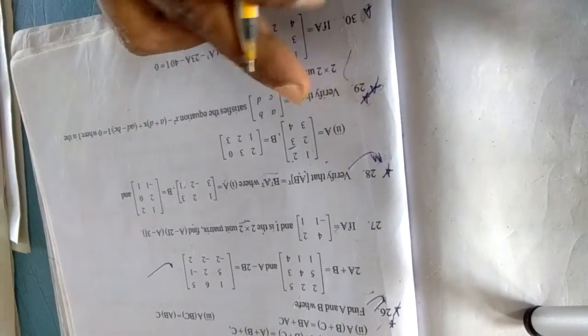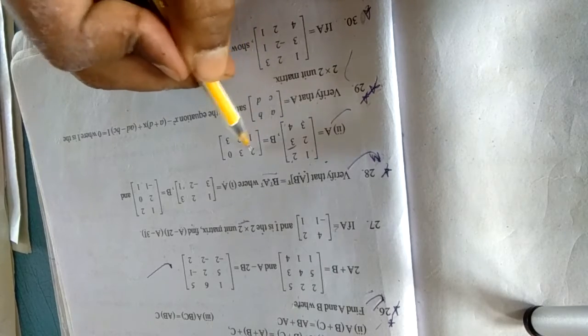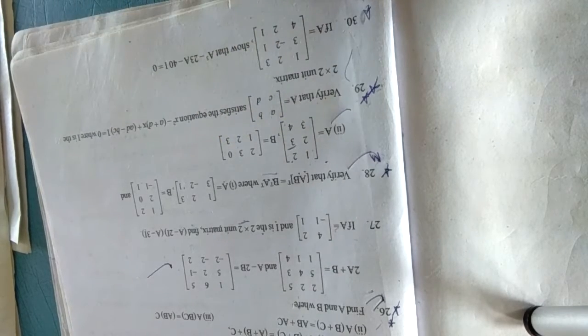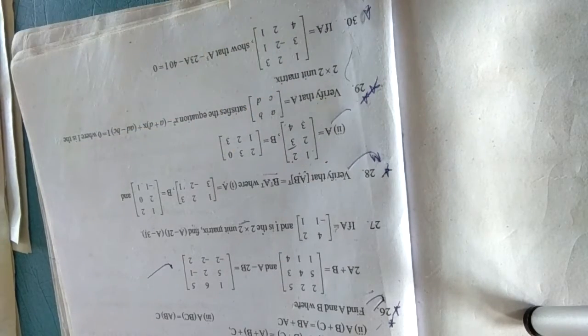Second question will be given, second part, that is 1 2 2 minus 3 3 4 and B matrix equal to 2 3 0 1 2 3, and also you can prove AB transpose equal to B transpose and A transpose. Same way you can prove in your forms. Just practice.